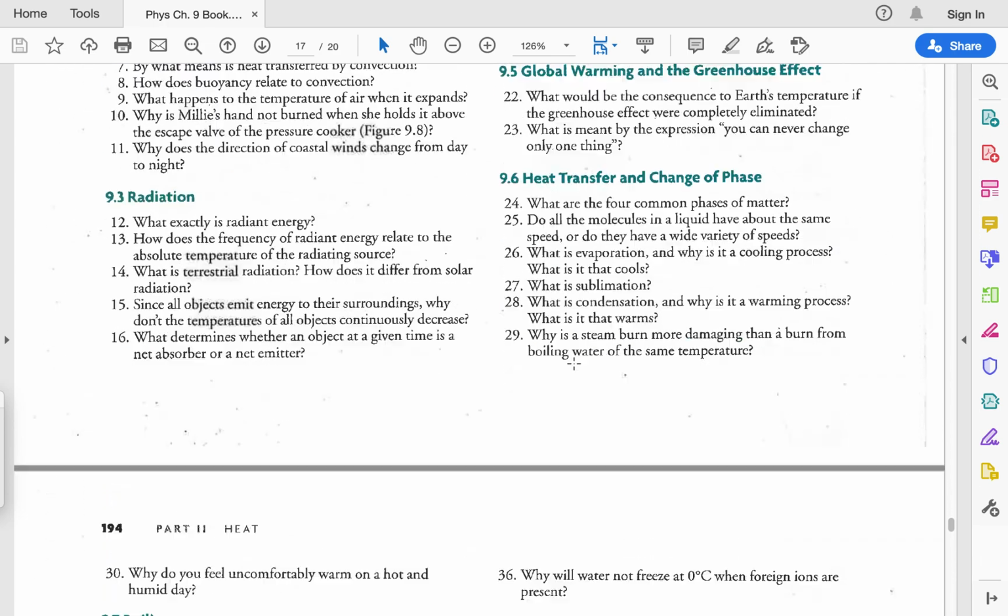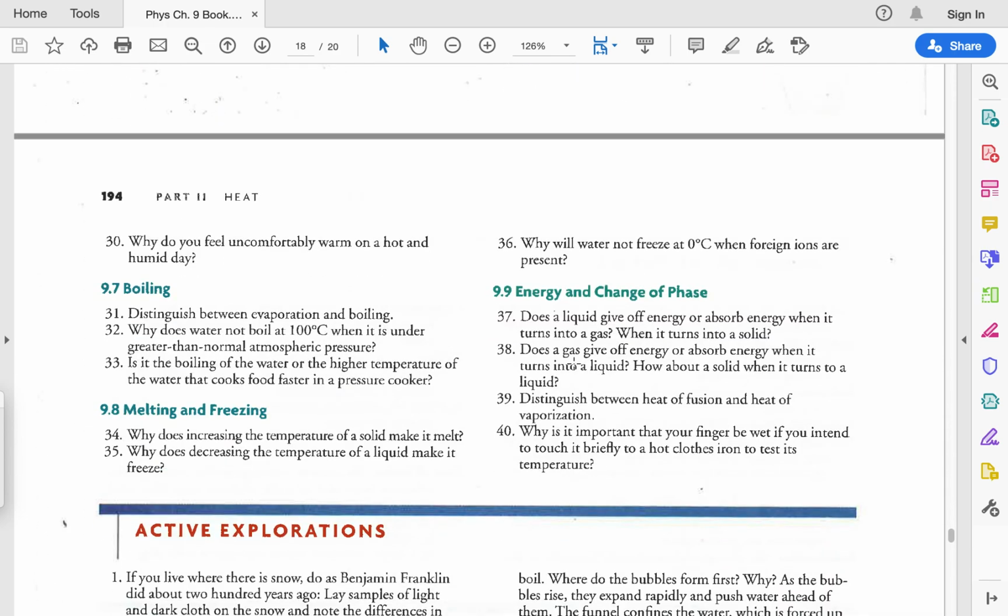Let's see if we can look. All right, well, distinguish between heat of fusion and heat of vaporization. Heat of fusion is going from solid to liquid or liquid to solid, okay? Or the heat needed to melt a substance, to break down a solid, and also the heat that is released when a substance goes from liquid to solid, okay?